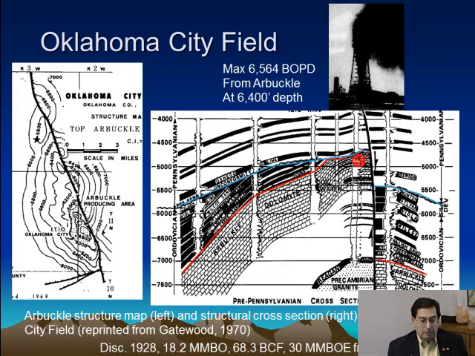Now, as we look at some of the large structural fields in the mid-continent with dolomite reservoirs in big structural blocks, one of the very notable examples is the Oklahoma City field, which had an amazing IP from its initial well, and several of the wells have had extremely high rates, such as this one, over 6,500 barrels of oil a day from the Arbuckle at 6,400 feet.